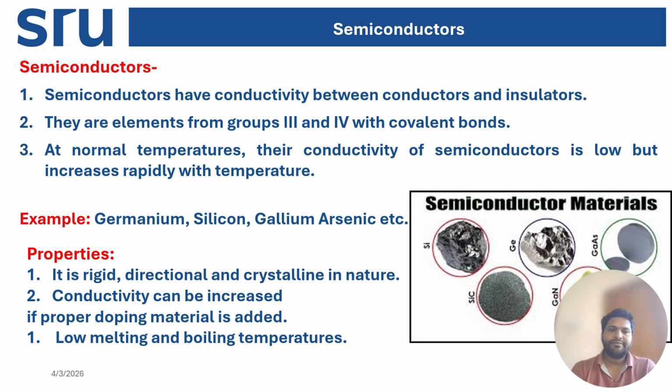So next, here we can see that there are several semiconductor materials: silicon, germanium, gallium arsenide, gallium phosphide. These are the semiconductor materials. There are two types: compound semiconductors and normal semiconductors. A compound semiconductor material is a combination of two materials.